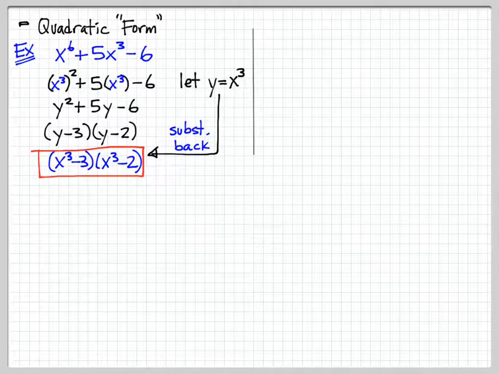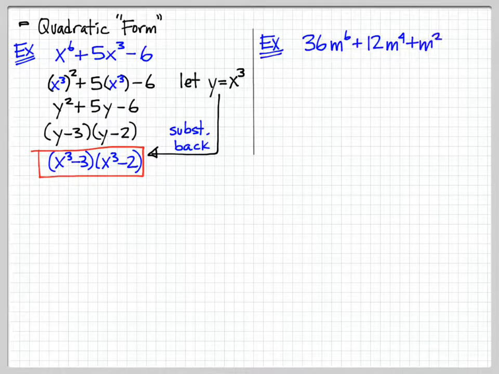There's nothing more we can do. 3 is not a perfect cube, neither is 2 a perfect cube, so we can't use the difference of cubes method to factor these any more than they already are. Let's look at one other case. The final case of our factoring.